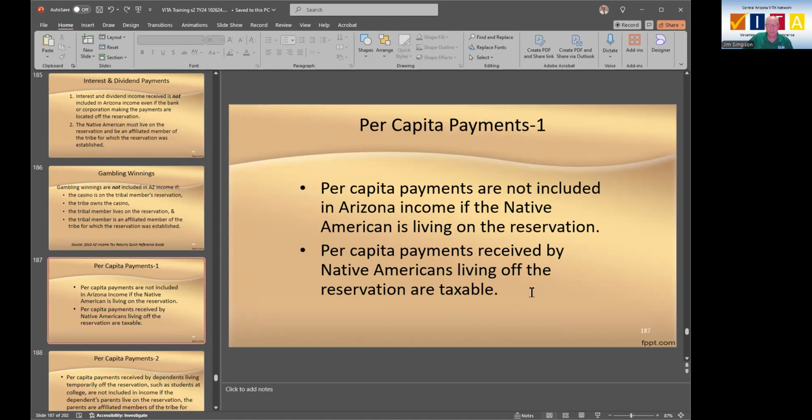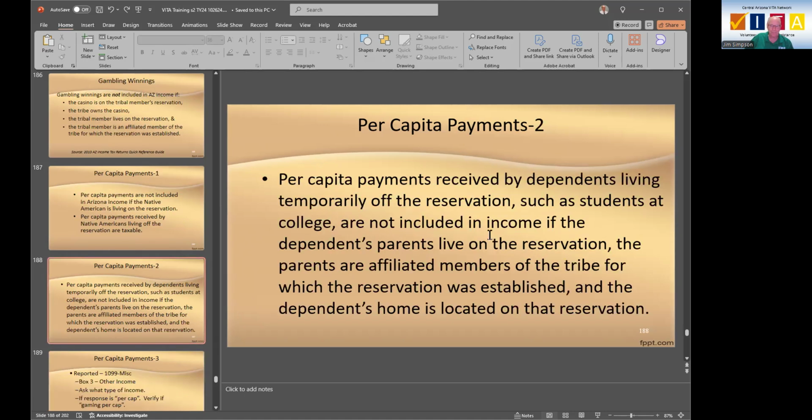Most of these Native Americans that have casinos on their reservation, they get what's called per capita payments. They get a share of the gambling revenue, okay? And those per capita payments, they're subject to federal taxes. We have to file a return for them. They pay income tax on it, federal income tax. But if they live on the reservation and that casino is on the same reservation that they're a tribe of, they do not have to pay Arizona tax on it, okay?